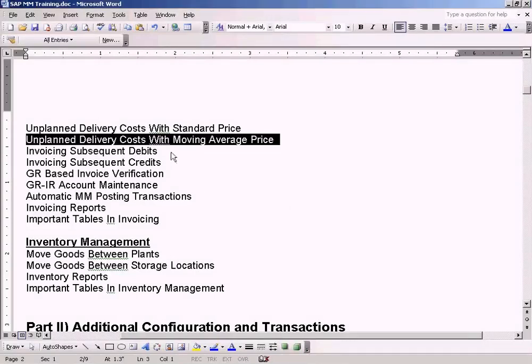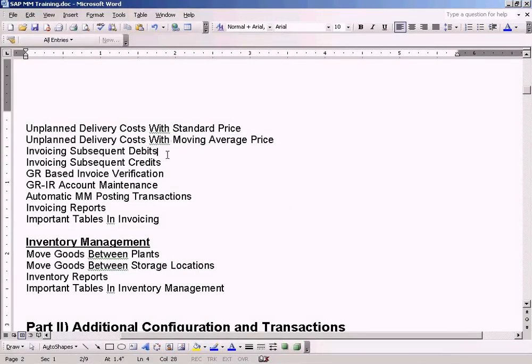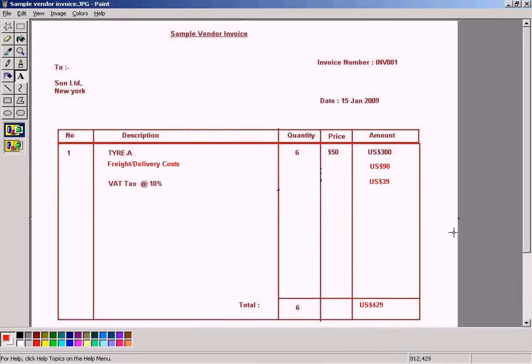Now let us quickly look at what is invoicing, subsequent debits and subsequent credits. We look at the subsequent debits first. This happens when the vendor has sent the invoice, but he has forgotten to actually add the proper delivery costs.